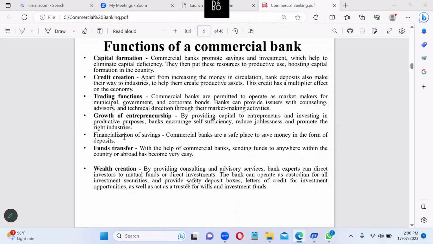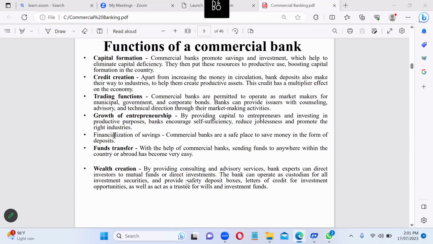Another thing is financializing of savings. Commercial banks are a safe place to save money in the form of deposits. We are not frightened to deposit money in the commercial bank. Without any fright, we can smoothly and flexibly hold our deposit at the commercial bank. So financializing of savings is another function of commercial banks. Another one is fund transfer. With the help of commercial banks, sending funds anywhere within the country or abroad has become very easy.